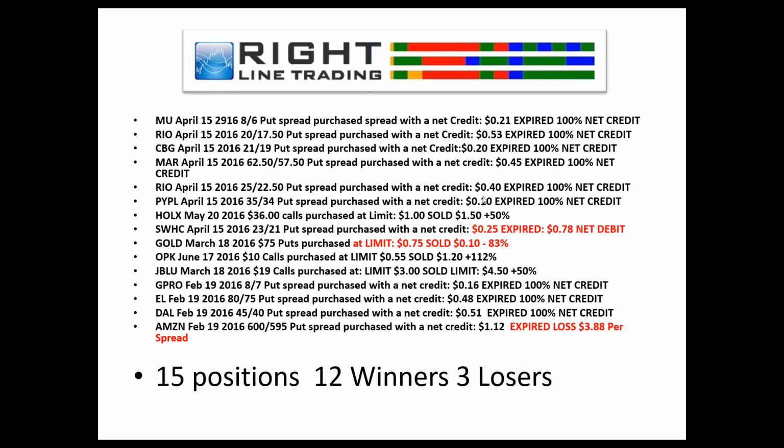At the time I made this slide, this is from 2016, we had 15 positions. We had 12 winners, and we had 3 losers. And we've added a bunch of winners, and I think 1 or 2 losers. I don't have to read them all off, but Micron, 100%. Rio Tinto, 100%. Chicago Bridge and Iron, 100%. Marriott Hotels, 100%. Again, Rio Tinto, 100%. PayPal, 100%. Lockup on Holistics, up 50% on a call.